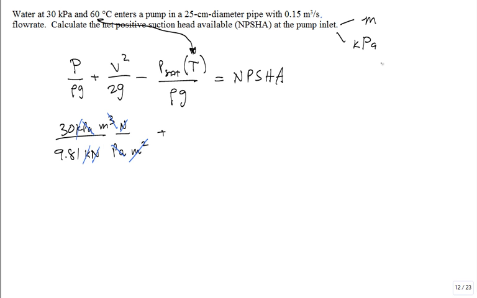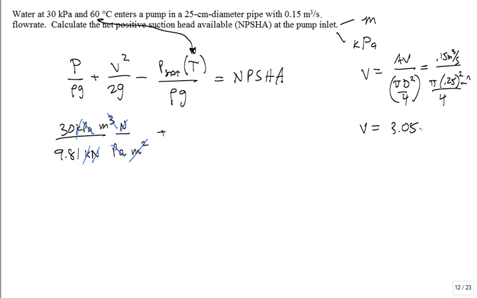Now, we have to do a little work on the side to get the velocity. It's the volumetric flow rate divided by the area. Have you done enough of these calculations to really feel confident? Give me the volumetric flow rate, the diameter of the pipe, I'll give you the velocity, believe me. Not too hard, right? So 0.15 meter cubed per second divided by pi times 0.25 meters squared divided by 4. Somebody want to run that for me? What is that? 3.05 meters per second. Fine, we'll go.